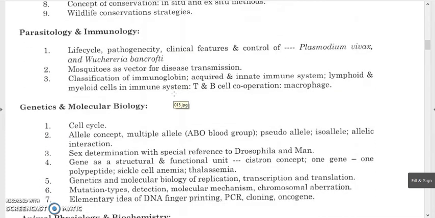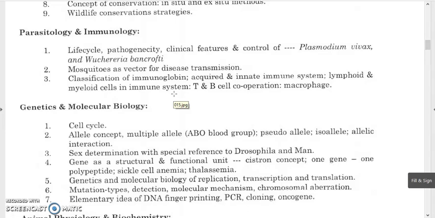Life cycle, pathogenicity, clinical features and control of Plasmodium vivax, the malarial parasite, and Wuchereria bancrofti, which causes filariasis. You have to study their life cycle, how they transfer. It's one type of zoonotic disease, transferred from animals to animals, that's so-called zoonotic disease. Mosquito as a vector for disease transmission, how mosquitoes transmit different types of diseases you have to study here.